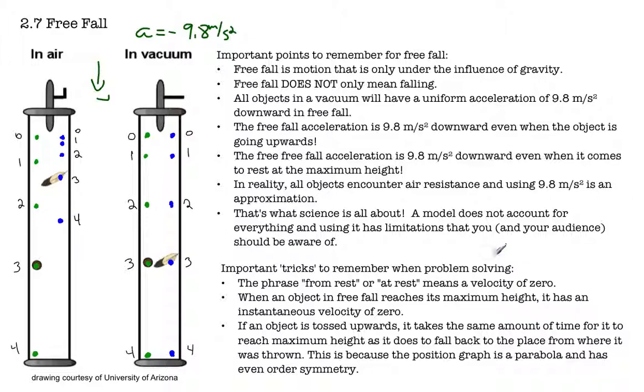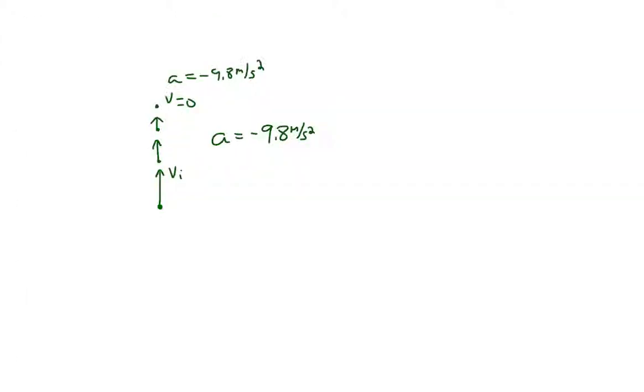And this is because of the position versus time graph symmetry. It's a parabola with even order symmetry. So in this particular motion diagram, when the object falls back towards Earth, it'll trace the same path over the same period of time as it falls back downwards. So this process repeats itself.